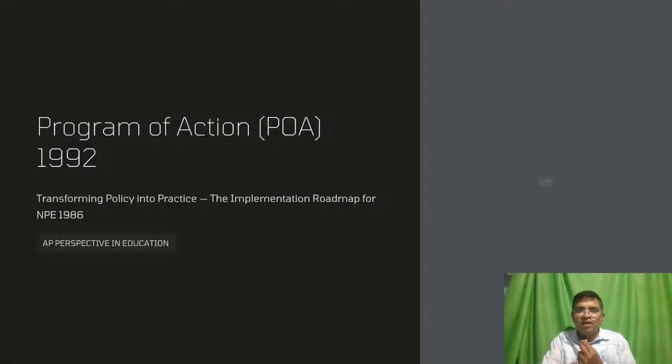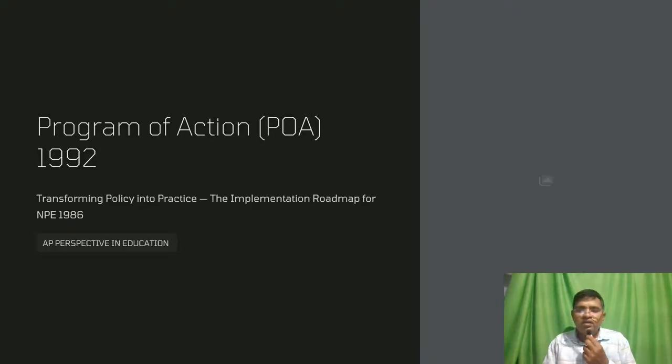And today we are going to discuss the POA, Program of Action. It is very important for your examination purpose, whether it is Deputy Education Officer, TET, CTET, UGC NET, and other examinations. I hope you are able to see this particular PPT. It is the Program of Action 1992.